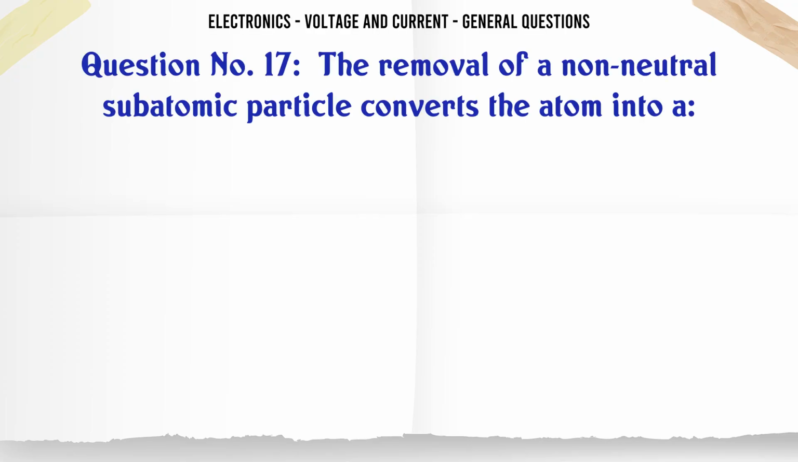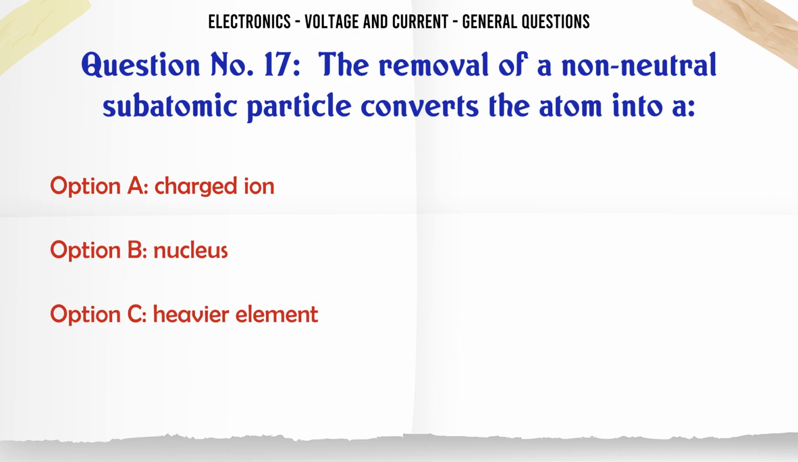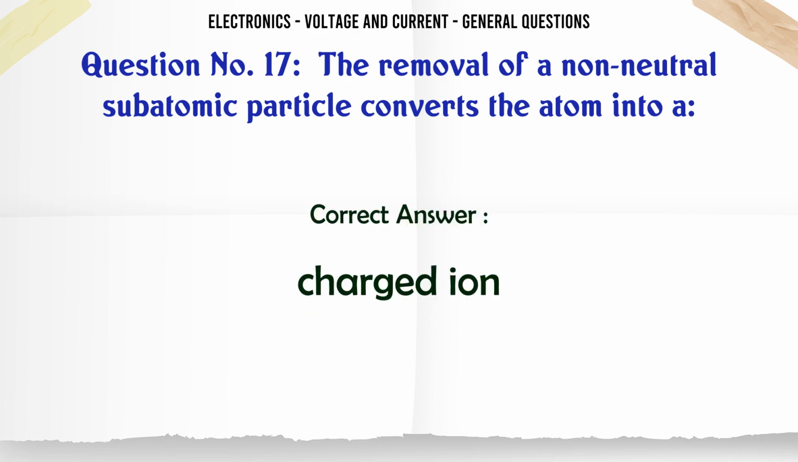The removal of a non-neutral subatomic particle converts the atom into A. charged ion. B. nucleus. C. heavier element. D. compound. The correct answer is charged ion.